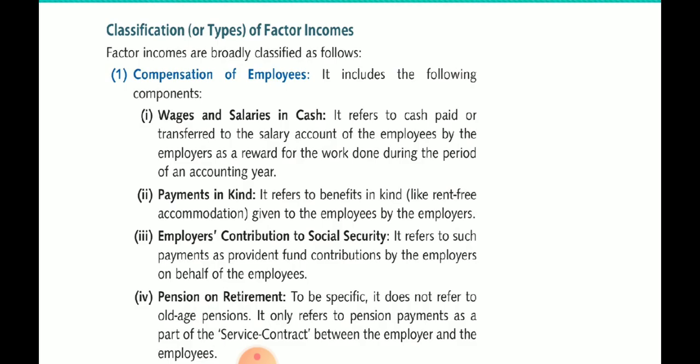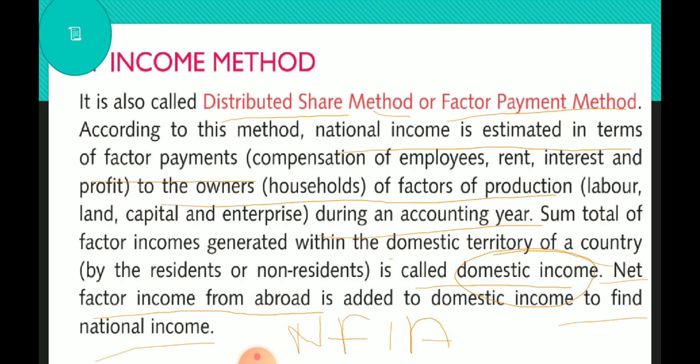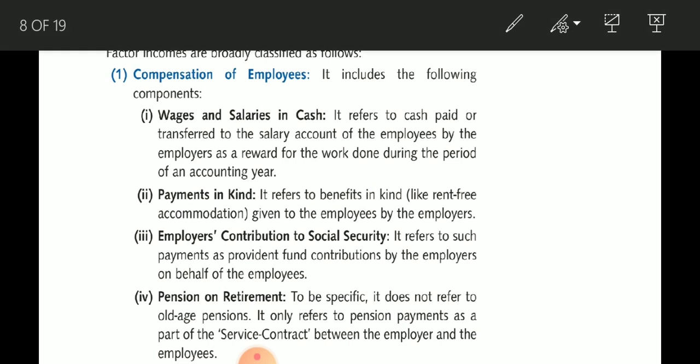First of all, the classification or types of factor income. In the income method, we add all the factor income earned within the domestic territory and outside the domestic territory. To get factor income within the domestic territory, we add these components. The first component is compensation of employees, which is received by workers for their work.